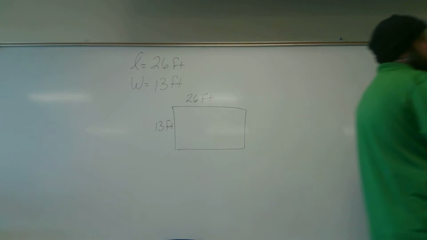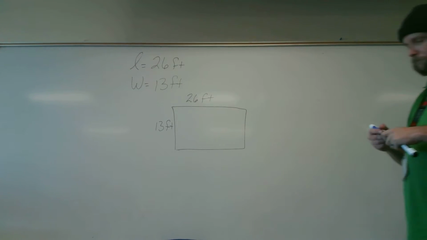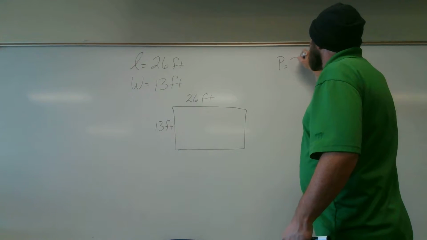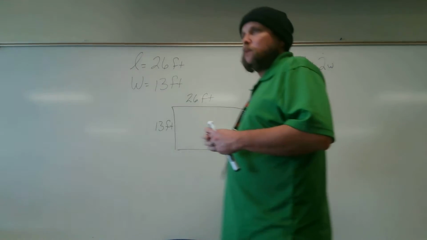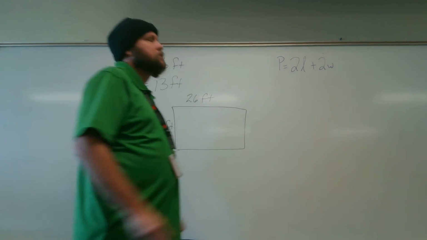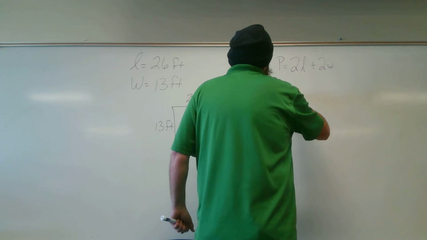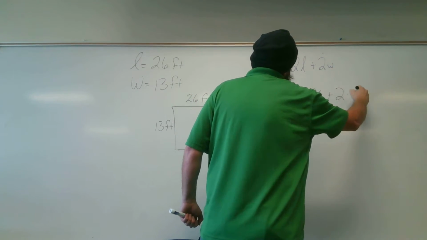Renaya, what shape is this? And what is the formula for finding the perimeter of a rectangle? Two times the length plus 2 times the width. Perimeter equals 2 times 26 plus 2 times 13.